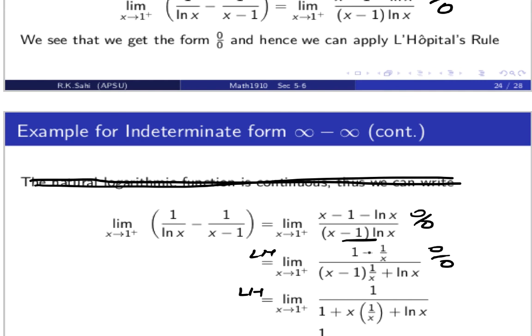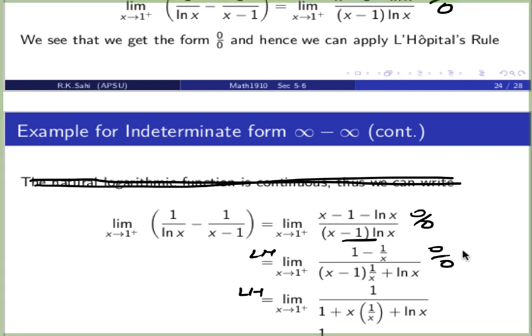So the differential of 1 minus 1 over x. Okay. Give me a second, guys.